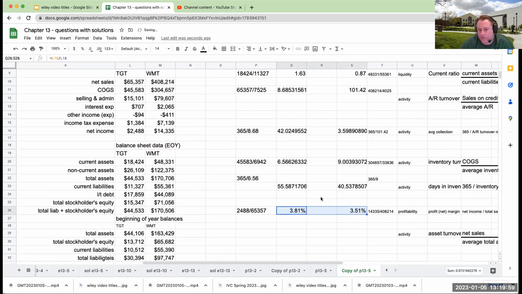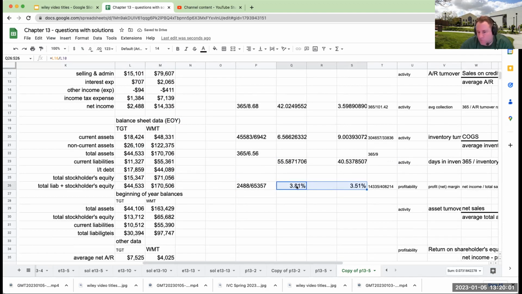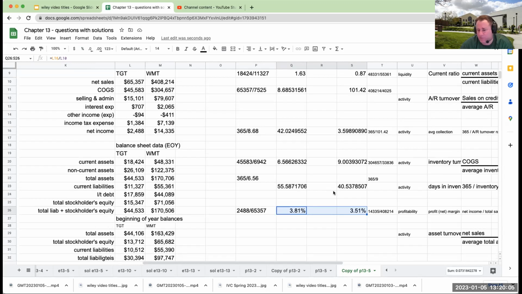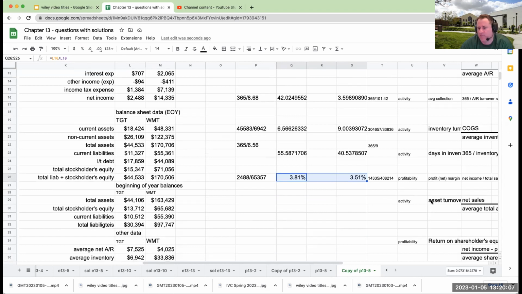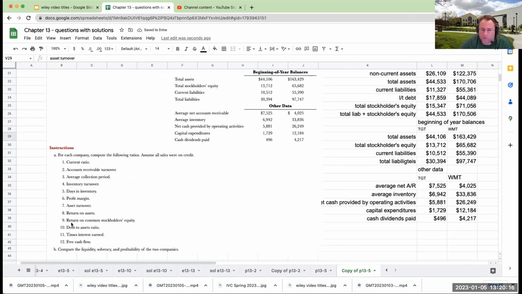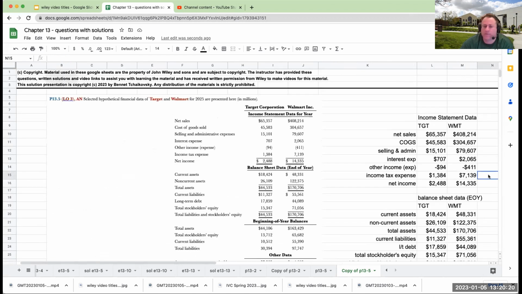Again, is this a normal thing? Well, Target is slightly more profitable, but if you look at just the volume of sales they're pushing through, Walmart has them beat hands down. Over here, total asset turnover. And what I'm going through over here is it's just asking me to go through and do these different ones. So we just did profit margin. Now we're on asset turnover.